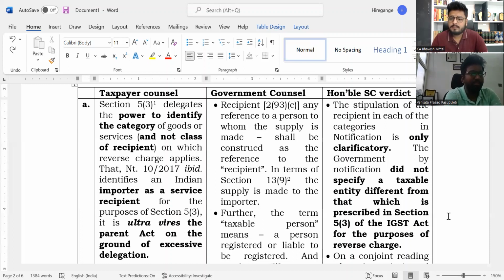Of course, not agreeing with this Gujarat High Court decision, the revenue department has appealed the matter to the Honorable Supreme Court.